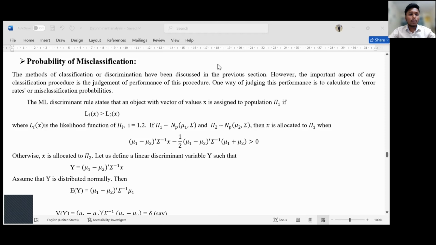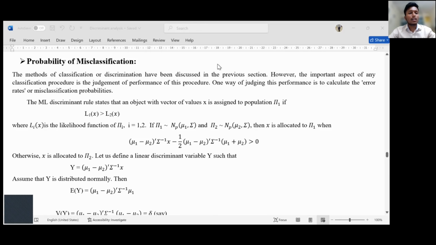Now we have to see the probability of misclassification. First of all, we have to see what misclassification is. Misclassification is when an object belongs to population 1, but it is classified into population 2. That is called misclassification. So we have to see the probability of misclassification.